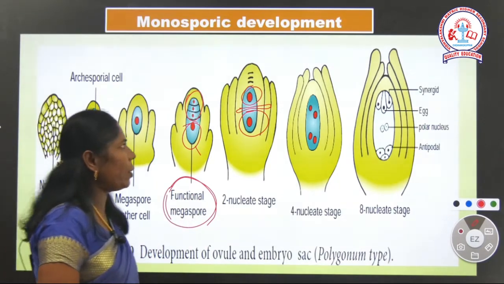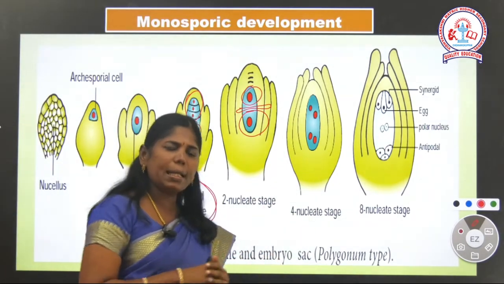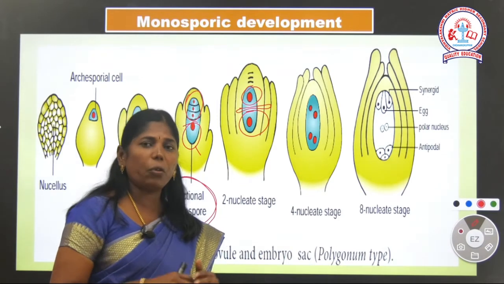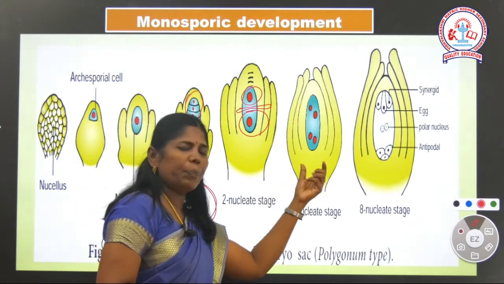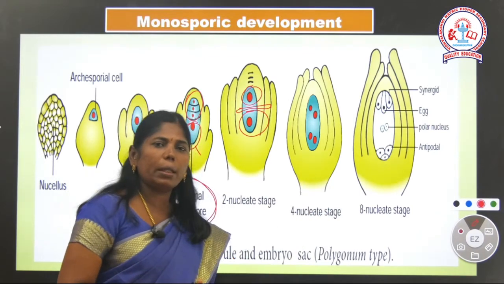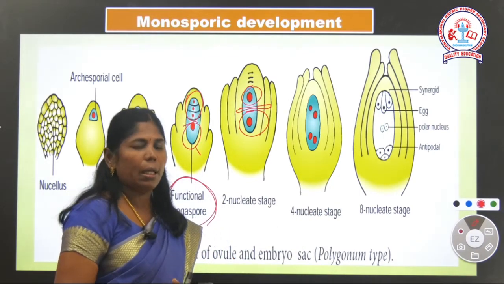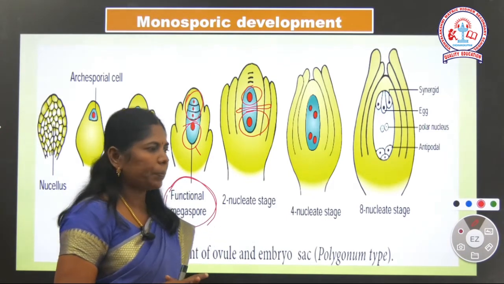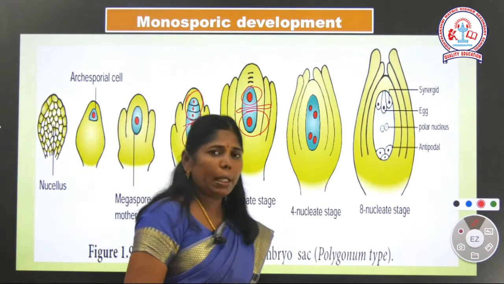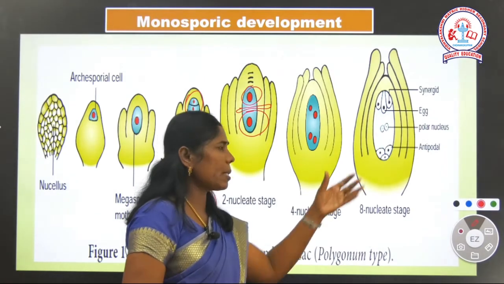Then the second mitotic division will occur. As a result of the second mitotic division, 4 nuclei are formed. So the 4 nuclei are present here. The 4 nuclei again undergo the third mitotic division. As a result of the third mitotic division, 8 nuclei are formed. Those 8 nuclei are free nuclei in the cytoplasm.